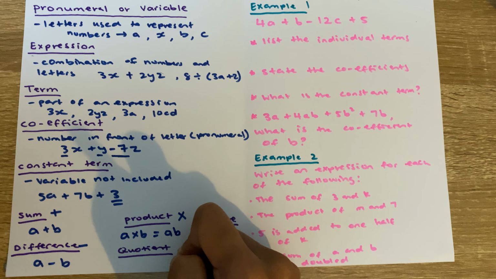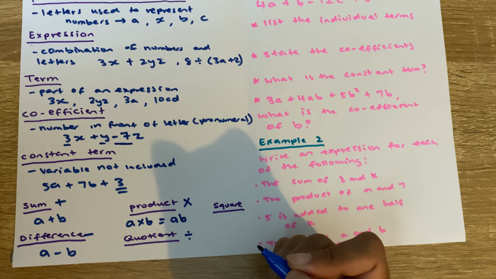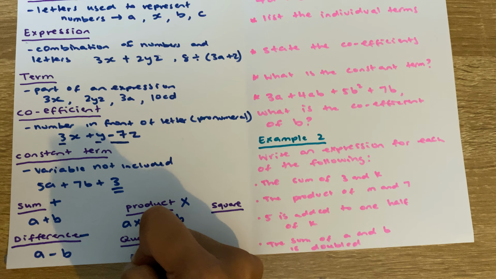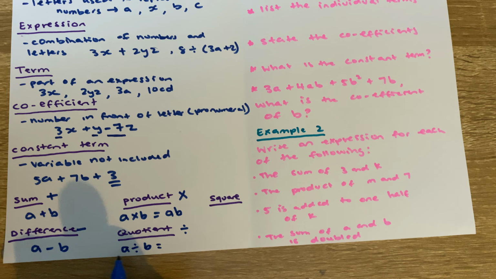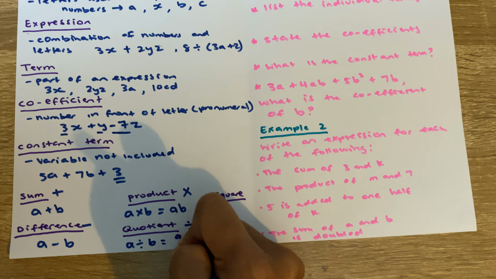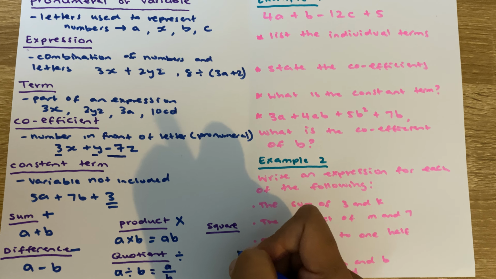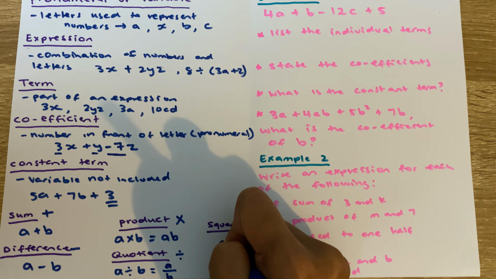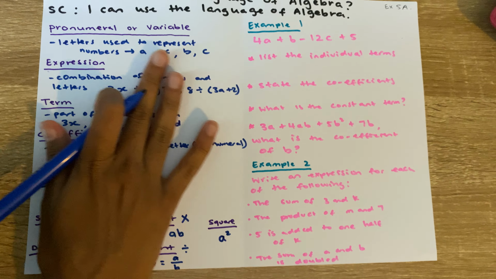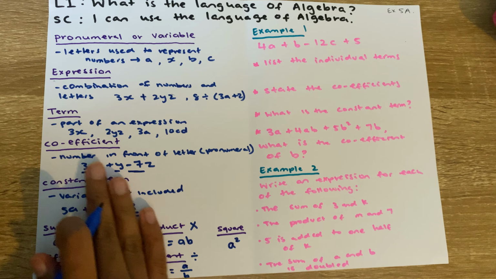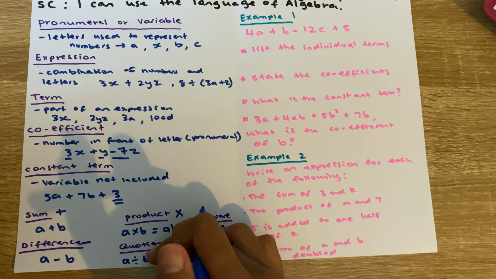Quotient. Okay, we've done plus, minus, times. You can imagine the last thing to do is divide. So the quotient of A and B, the way that we do that is A divided by B. And remembering in maths, division, we can write it as a fraction. So it's going to be A over B. All right. And square, the square of A is going to be A squared, like this. This is something that you are going to be using a lot of throughout our algebra unit. So you need to be aware of what each of these things mean.